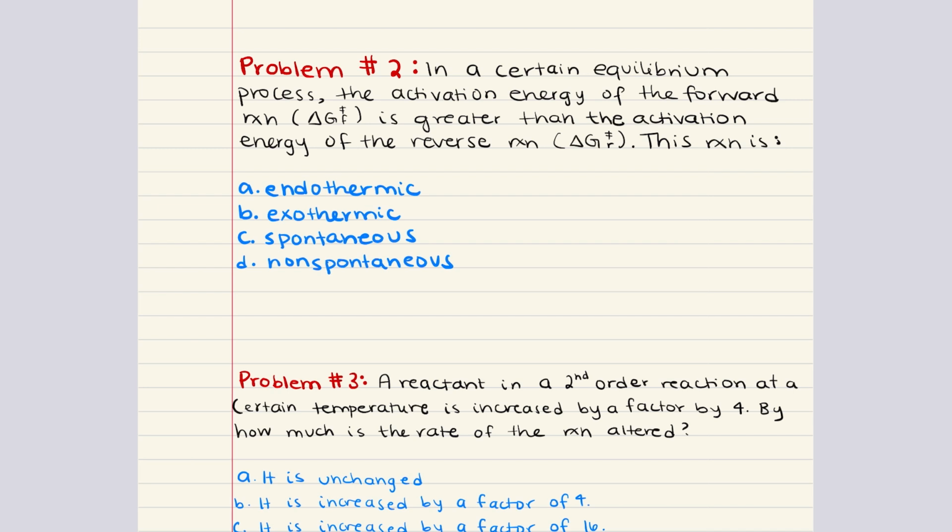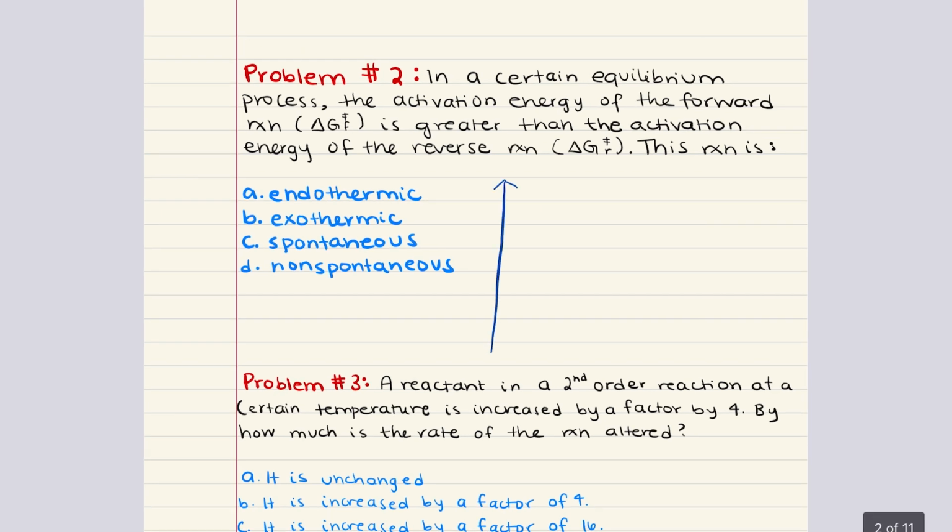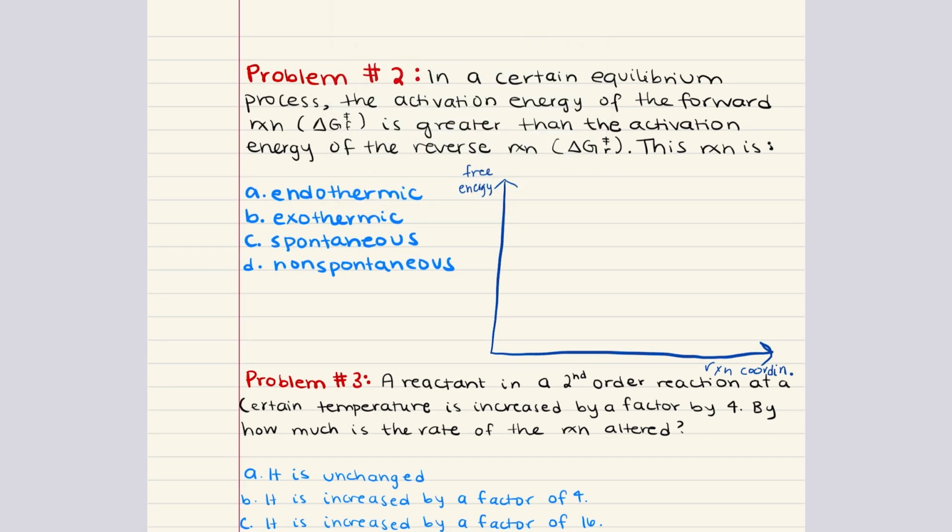Now, the information we're given here is that the activation energy of the forward reaction is greater than that of the reverse reaction. And the first thing that we should do is attempt to draw this so we can better visualize what we're dealing with. So we're going to draw our axes. Our y-axis is going to be free energy, and our x-axis is going to be our reaction coordinate. Now, we're told that the forward reaction has a greater activation energy than the reverse reaction. So let's attempt to draw an energy diagram that meets that criteria.